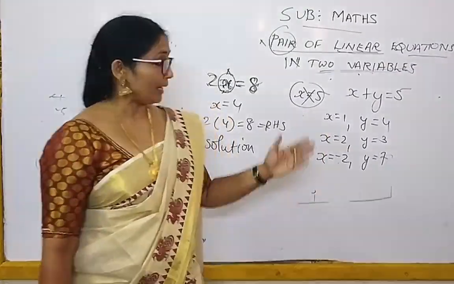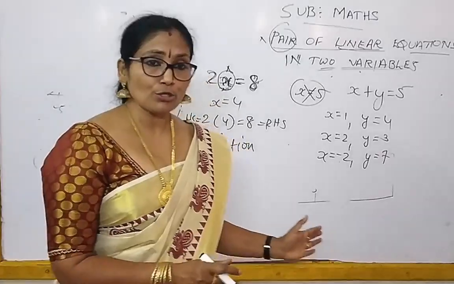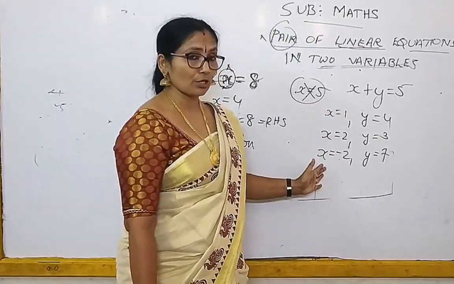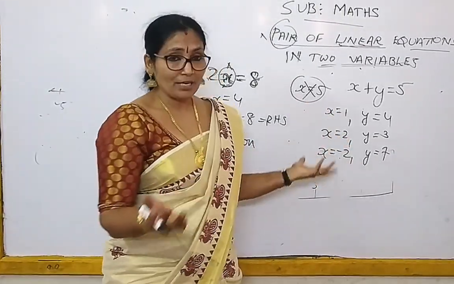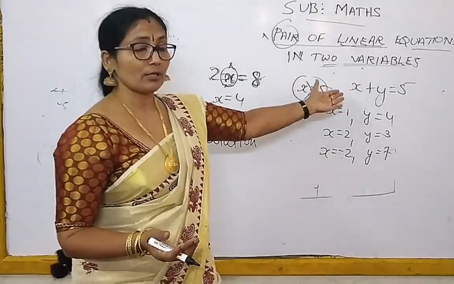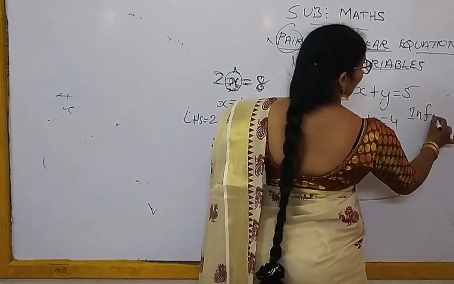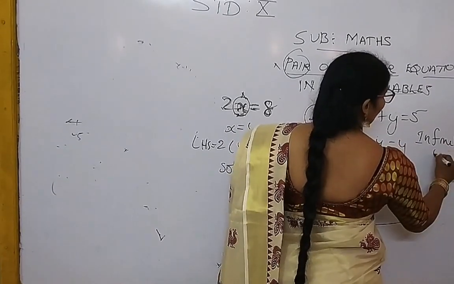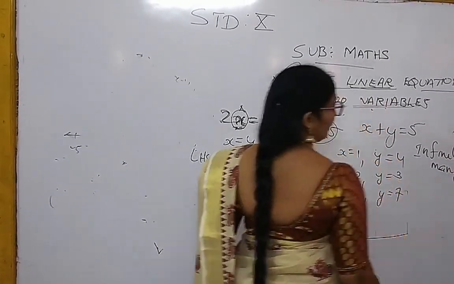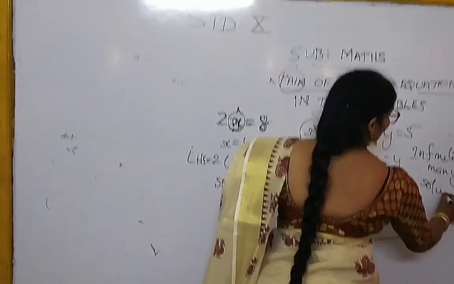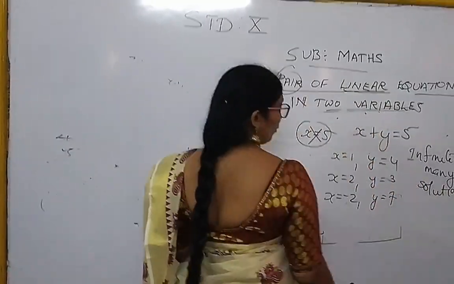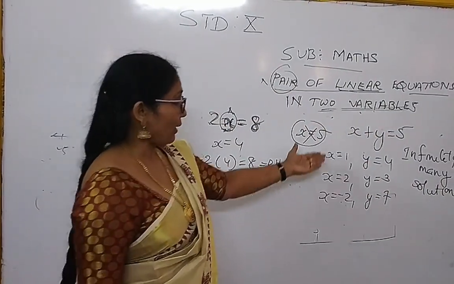Now you will ask me, are these the only solutions? No, these are not the only solutions. You can write down so many solutions like this for this linear equation in two variables. That means you can find infinitely many solutions for the linear equation in two variables. Infinitely many solutions. x plus y equal to 5 has so many solutions.